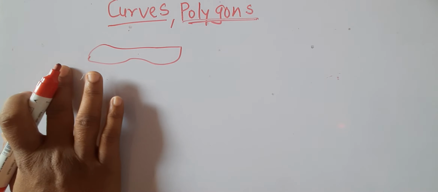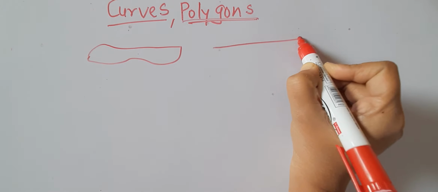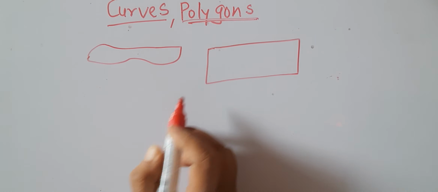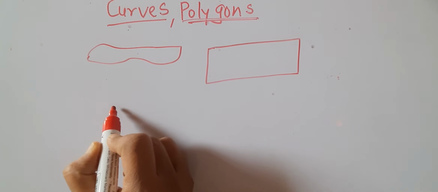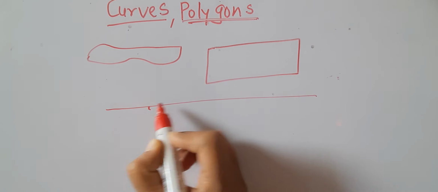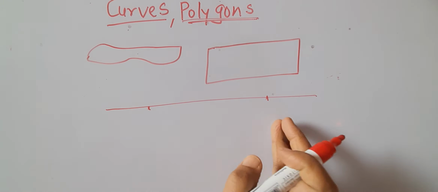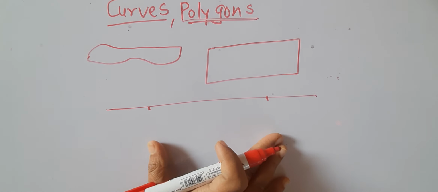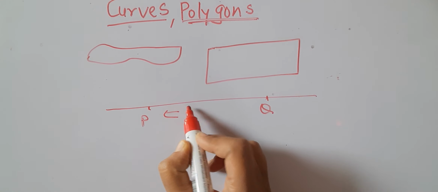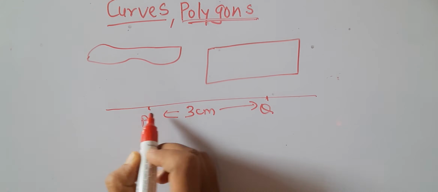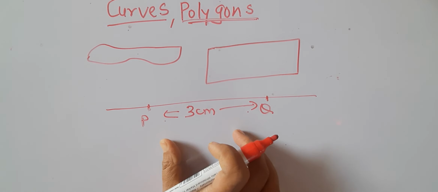Polygons are simple closed curves, but they are formed only by line segments. And now you know what a line segment is. A line segment is the part of a line which has a fixed length, a definite starting point and a definite end point. So PQ is a line segment. It has a fixed length. Suppose this is 3 centimeters. So it has a fixed starting point, a fixed end point, and a fixed length. Then it is known as a line segment.